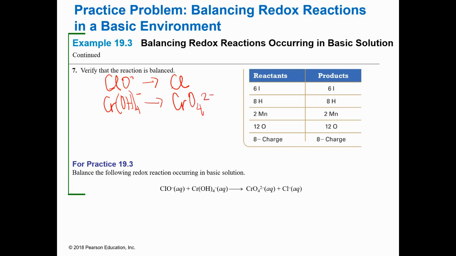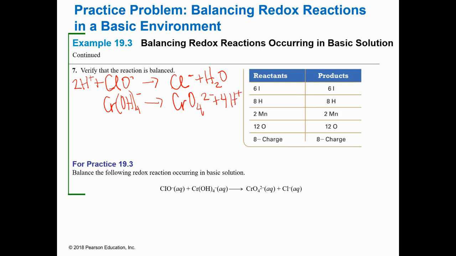All right, chlorines are balanced. Chromiums are balanced. Now we add waters for oxygen. I need 1 water for chlorine. And I need no waters for my chromiums because I've got 4 oxygens in my Cr(OH)4 minus, and I've got 4 in my CrO4 2 minus. Now I balance hydrogens. I need 2 hydrogens on this side. And on my other one, I need 4 on that side to balance.